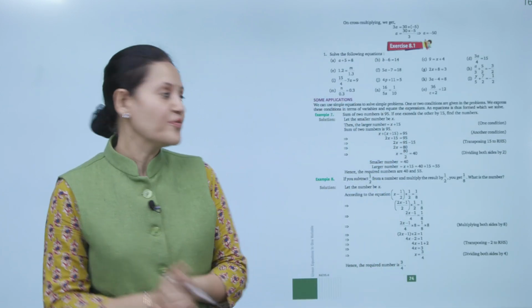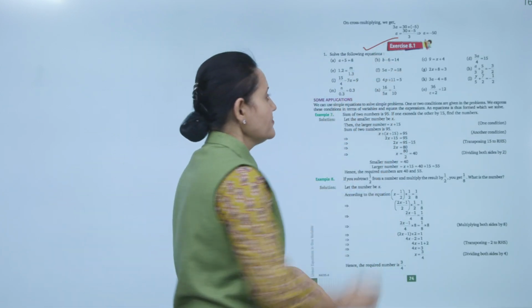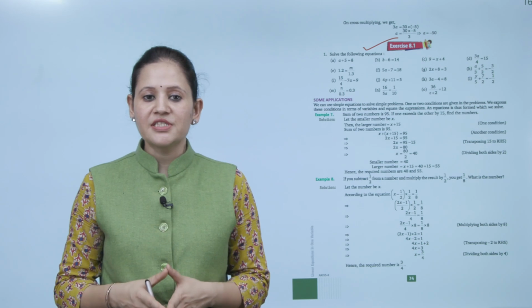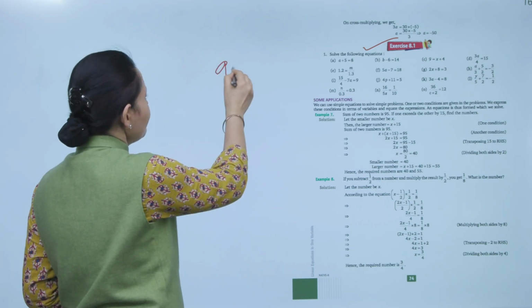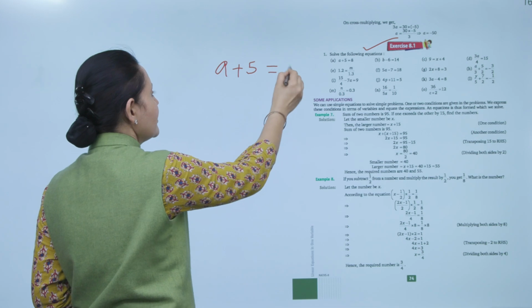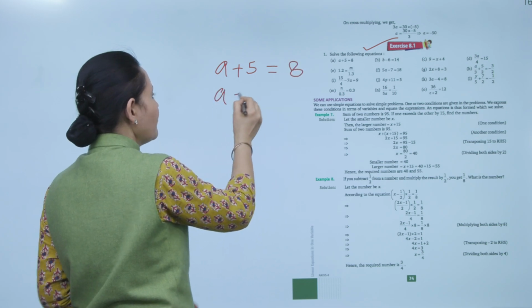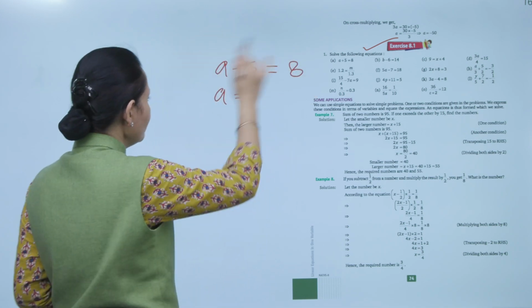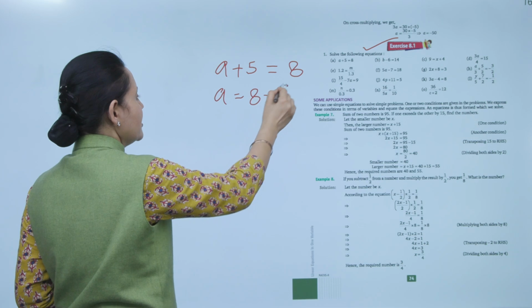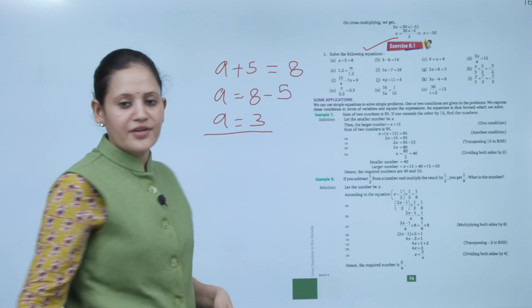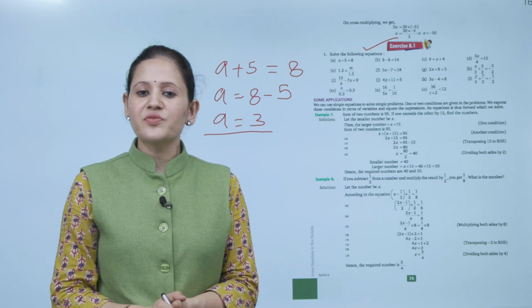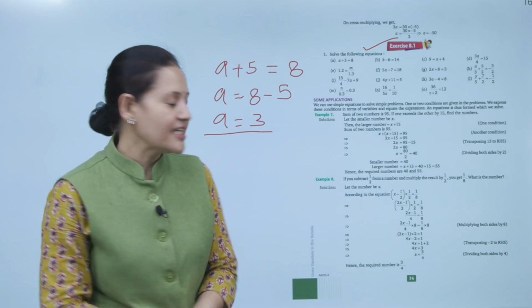Next is exercise 8.1. Solve the following equation. a plus 5 equals 8. So a plus 5 equals 8, we'll take 5 to another side, so sign will change. So a equals 3. That is the solution of the given equation. Clear? Practice all the questions of this exercise. Next is some applications.